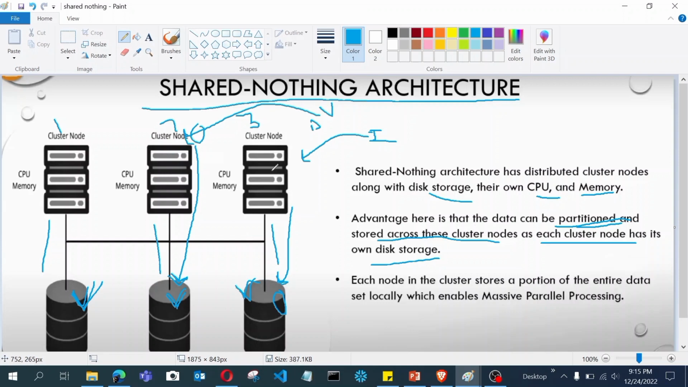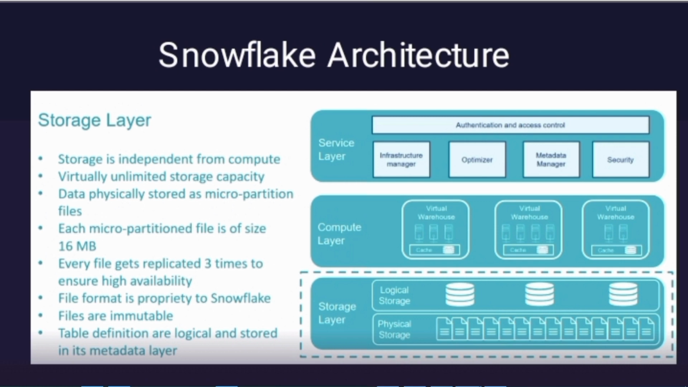Now let's move to our second topic, that is architecture layers. There are multiple architecture layers available in Snowflake. Let's talk about them one by one. You can see this is an example of the Snowflake architecture layers. Snowflake architecture layers are basically of three types. First one is the storage layer, the second one is the compute layer, and the third one is the service layer.